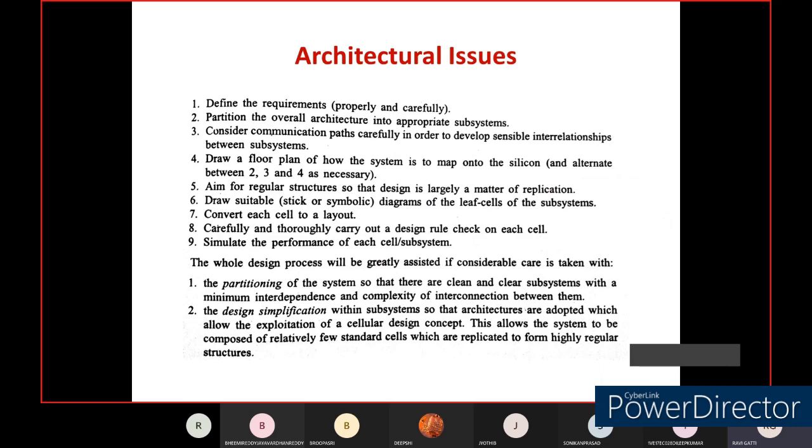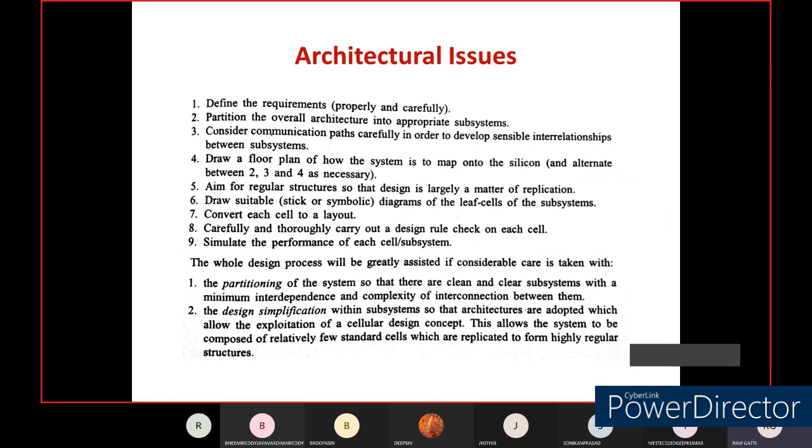The next one is the communication path which we are going to develop between the subsystems, because a single subsystem cannot work individually; it requires communication with a neighboring subsystem. So how are you going to establish the data paths, the control paths, and what controlling entity are you going to provide for your subsystems? All those details you need to take care of.